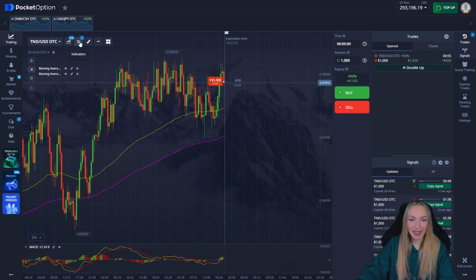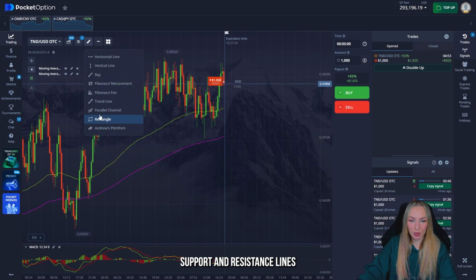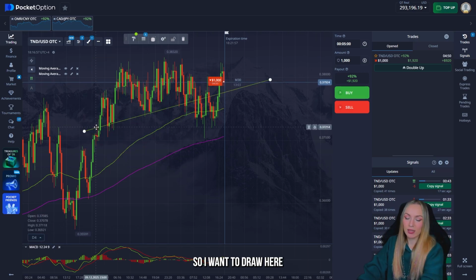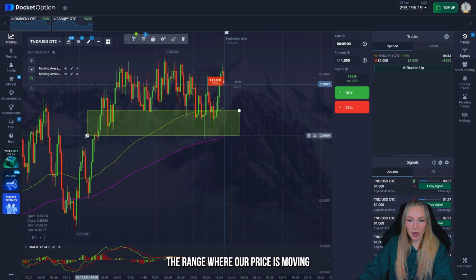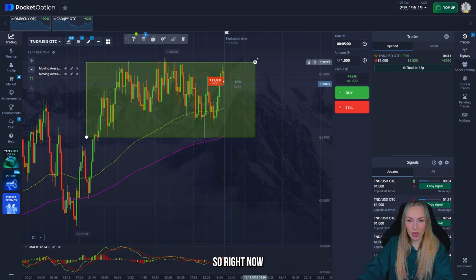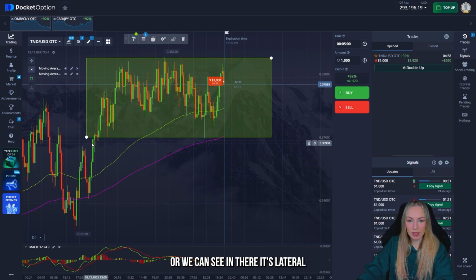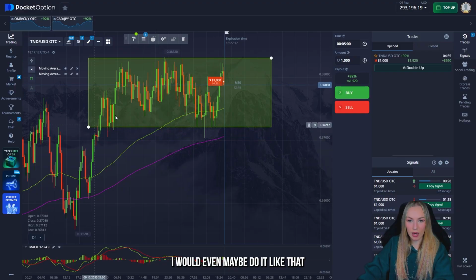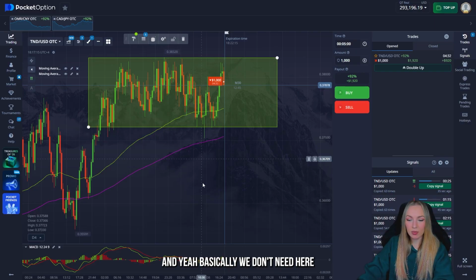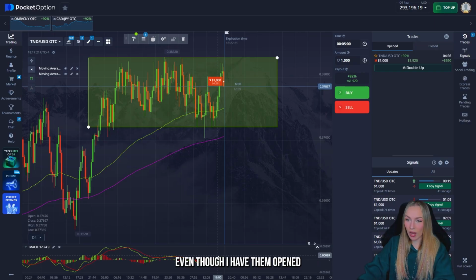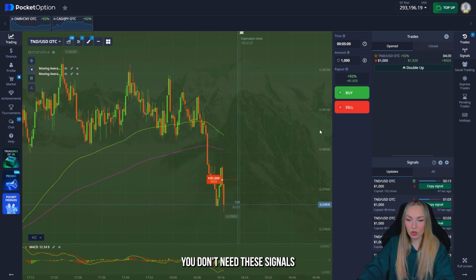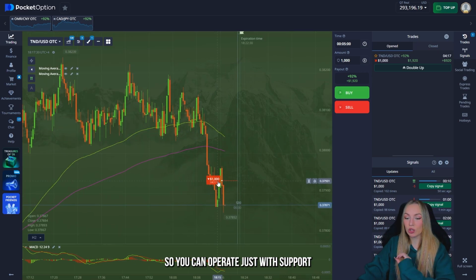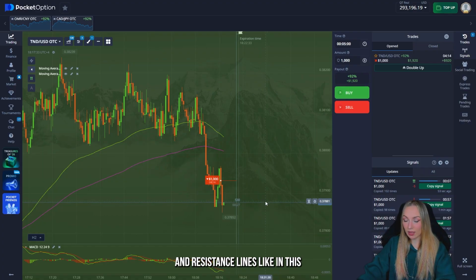Let's go. So today I'm operating with support and resistance lines. I want to draw here the range where our price is moving. Right now we can see it's lateral. I would even maybe do it like that. Basically, we don't need the signals from our indicators here, even though I have them open. In some occasions you don't need these signals. You can operate just with support and resistance lines, like in this example.